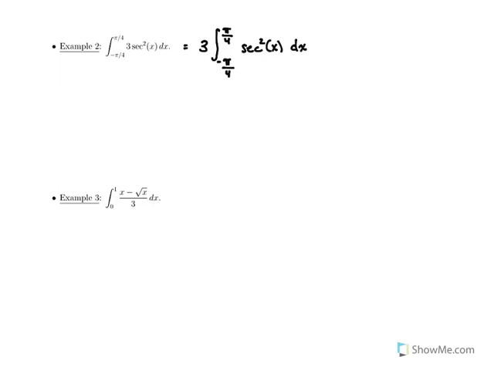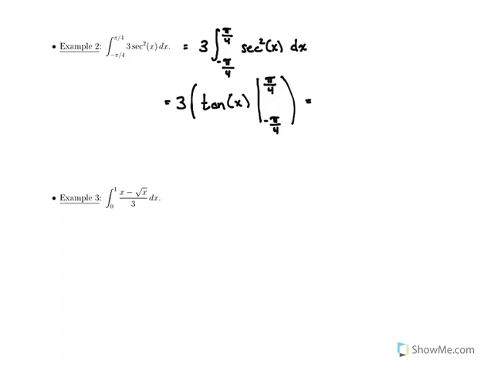So now that I have that 3 out in front, I need to find some antiderivative of secant squared. I need to think about what function has a derivative that is equal to secant squared, and the function that works there is tangent of x. And I'm going to evaluate from negative pi over 4 to pi over 4. This bar has a meaning. It means to plug in the top bound minus plugging in the bottom bound.